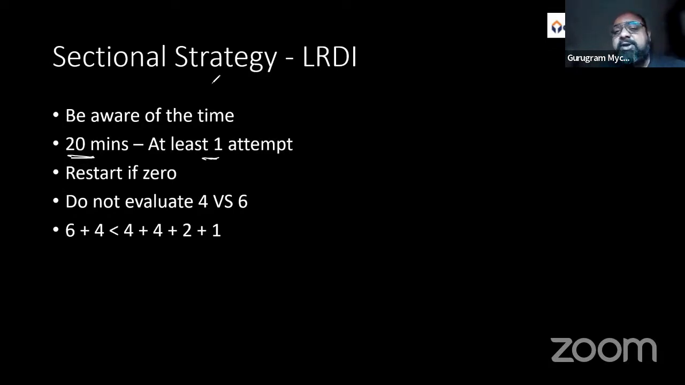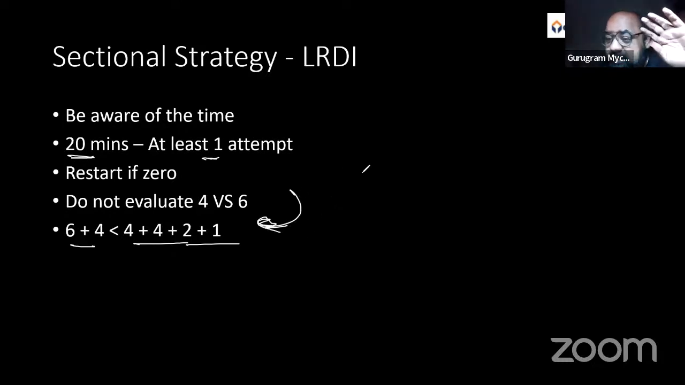And one more important point that a lot of people forget is 6 plus 4 is less than 4 plus 4 plus 2 plus 1. Okay, what I mean is, more often than not, but you don't have the option of choosing a section. You will first do VARC, then it will be LRDI, then it will be QA. There is no choice of attempting a section. Yeah, so what I'm saying is we tend to classify this as sets.